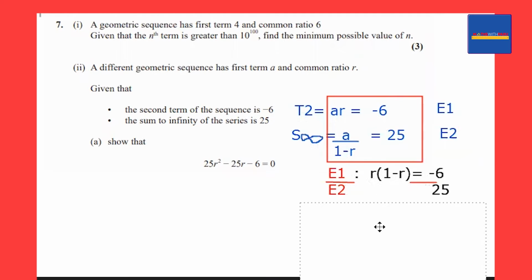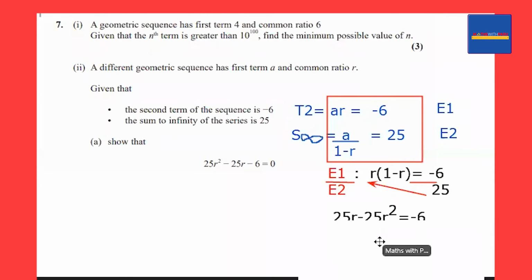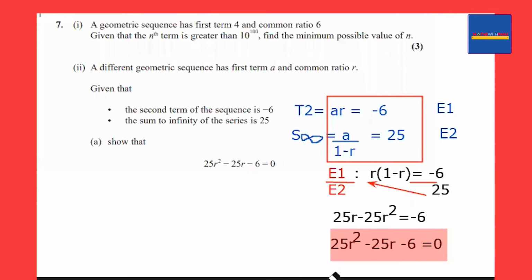If I multiply it out, I end up with r minus r squared is equal to minus 6 over 25. I bring the 25 across, I cross multiply, and if I do that, I end up with 25r minus 25r squared is equal to minus 6. And then I rearrange it so that I end up with the equation that they want us to show. So here I have shown this equation, 25r squared minus 25r minus 6 equals 0. So that's the answer to question 7, part 2.